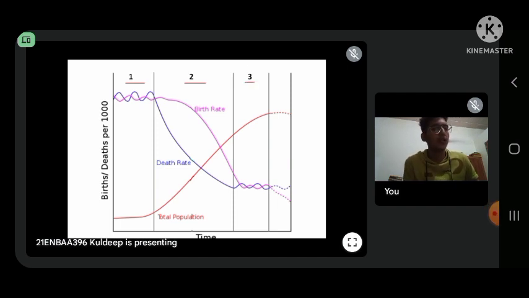Stages of this demographic transition theory. These are the three stages. You can see in the first stage, the birth rate and death rate are both fluctuating, but the death rate is fluctuating a bit more. You can see the big crashes and turns it is making, whereas the birth rate is also fluctuating, but with low amplitude and low frequency, you can say.